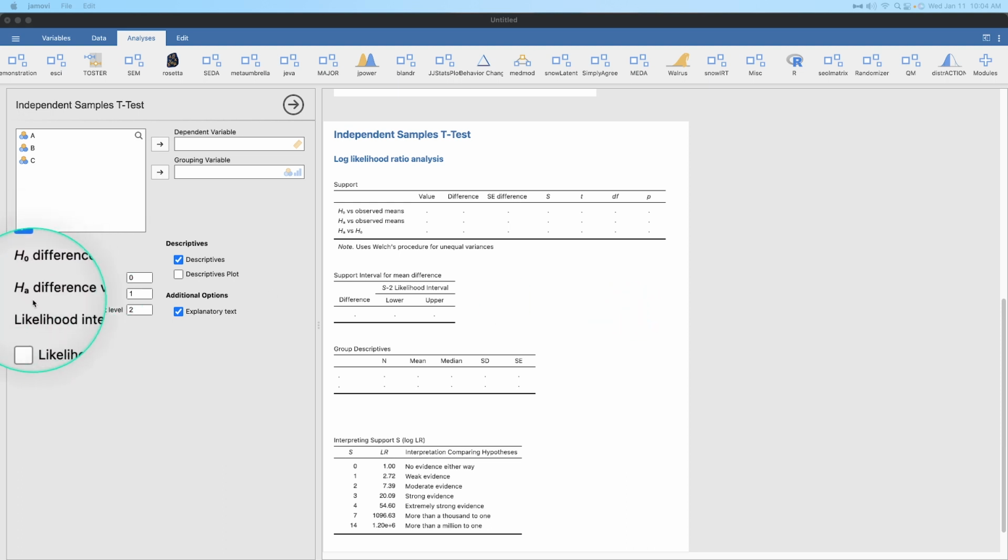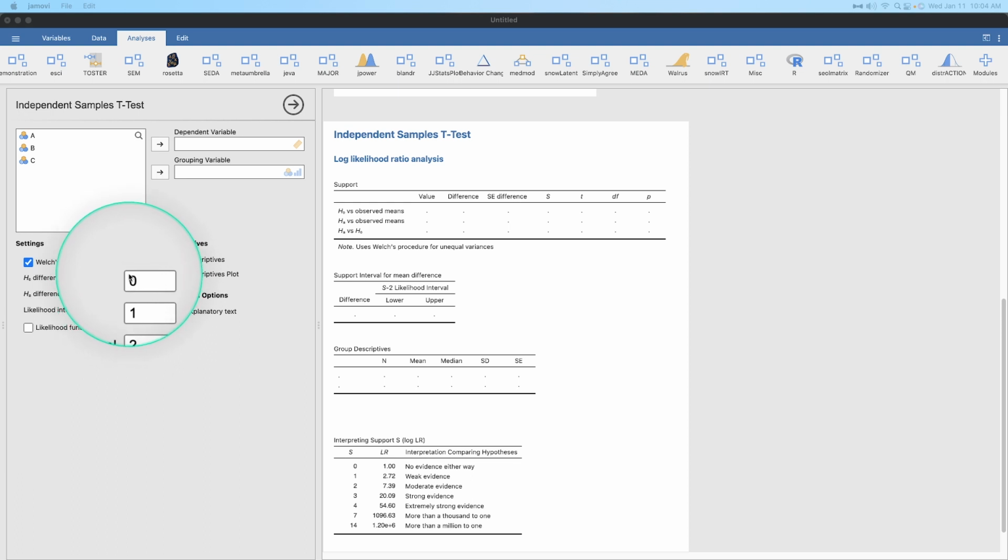And here you can see we've got H0 and HA, we've got the null hypothesis, and we've got the alternative hypothesis as HA. And by default, the H0 is 0, right? Because in a t-test, if you're familiar with frequentist statistics, you would say that the null hypothesis is that there are no differences between the two groups. So that's what the likelihood ratio constraint is.